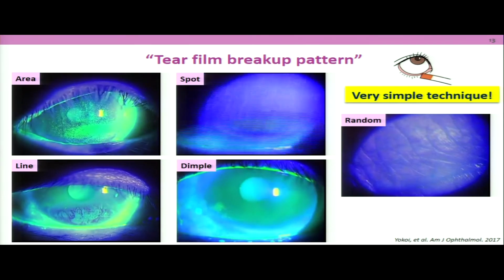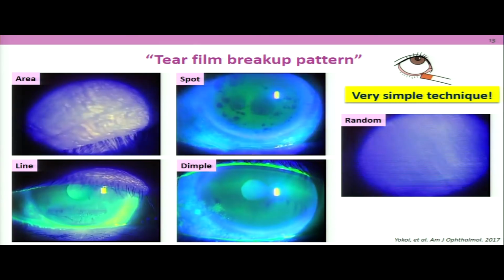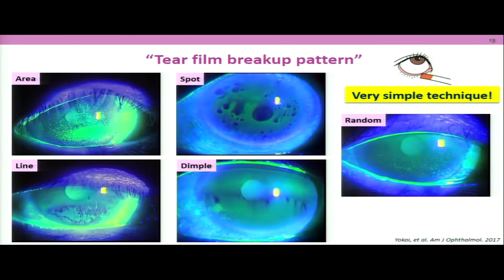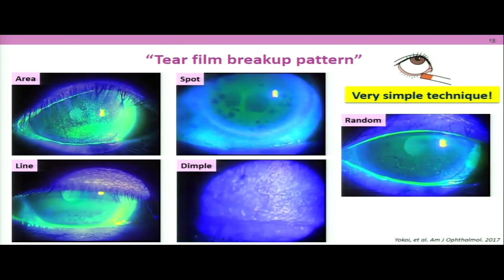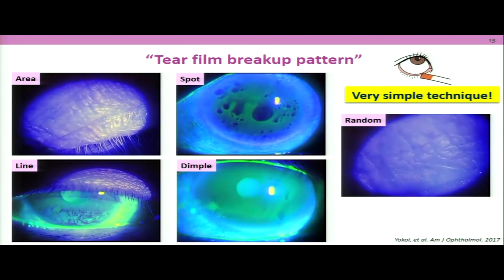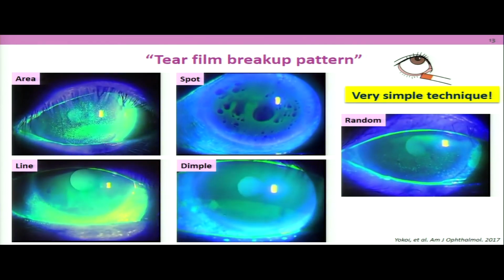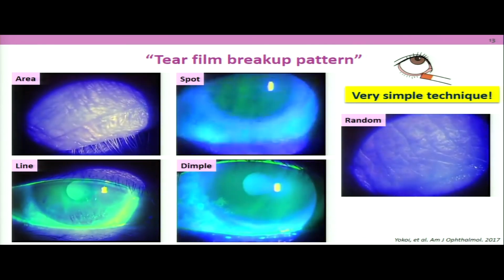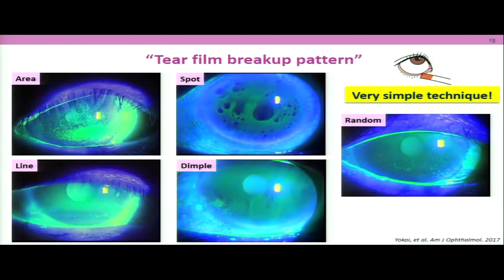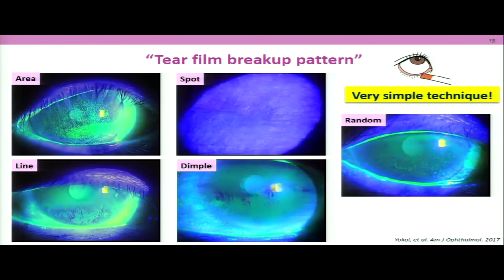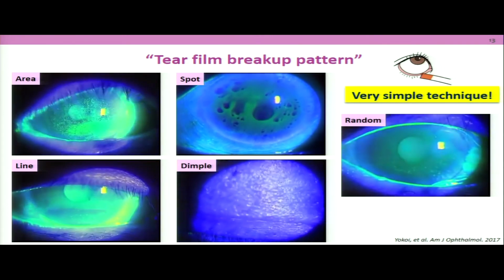So the last one we call random break. Random break is associated with evaporative dry eye. An irregular shape occurs after the cessation of upward movement of the fluorescein. So after the fluorescein movement, you can observe the tear film breakup.